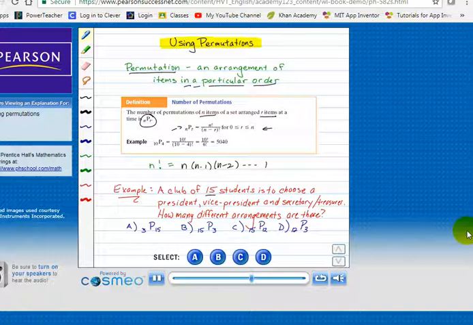And then the r would be how many arrangements. R stands for the arrangements. So we've got a president, a vice president, and a secretary treasurer. So how many arrangements will we have? Well, secretary treasurer is one thing, so it'll be 3. So we have 15 for n and 3 for r. So which is correct? A, B, C, or D? B, 15P3.